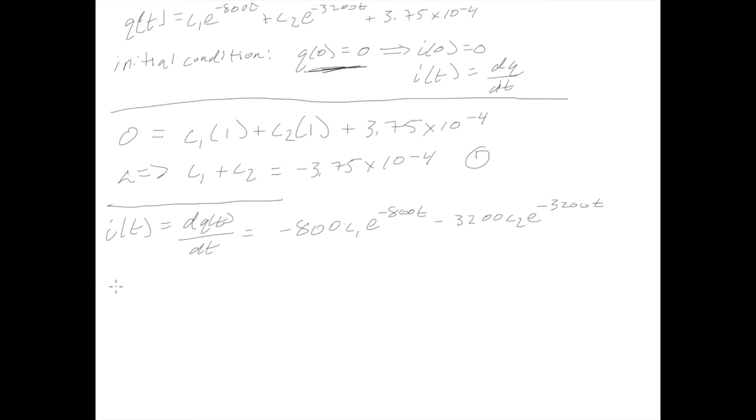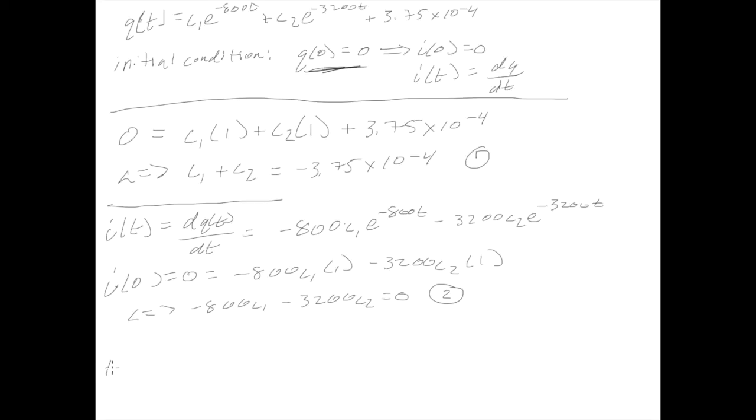And then we can actually use the initial condition. I of 0 is equal to 0, so that's equal to negative 800 C1, again times 1, minus 3200 C2, e to the 0 is 1, so times 1. So our second equation is just negative 800 C1 minus 3200 C2 is equal to 0. I'll call that equation 2. So you can either use matrices or substitution to solve these. I think matrices is the easiest way.